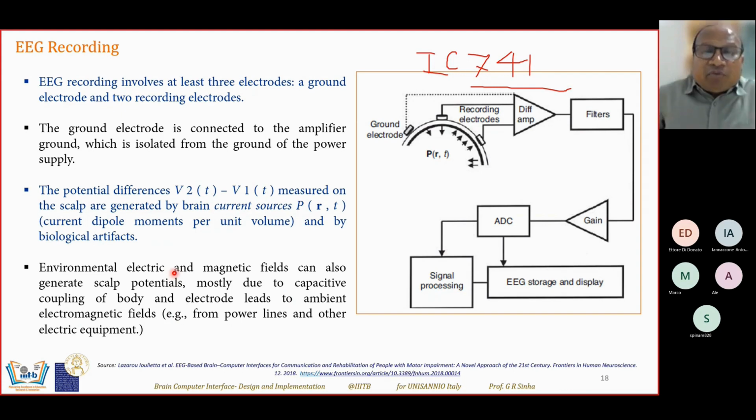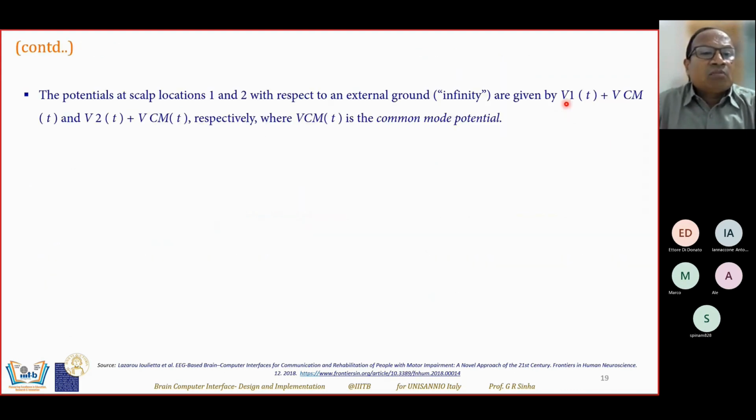And therefore it becomes very important to filter your signal and pre-process the signal to make it more accurate. The potential difference at scalp 1 and 2, with external ground, is V1 plus V2, with a common. So what is the potential in the first node? V1 plus V common. V common is coming from the reference voltage. V2 plus V common. So what do we do? We use the differential amplifier and subtract this V2 minus this one.